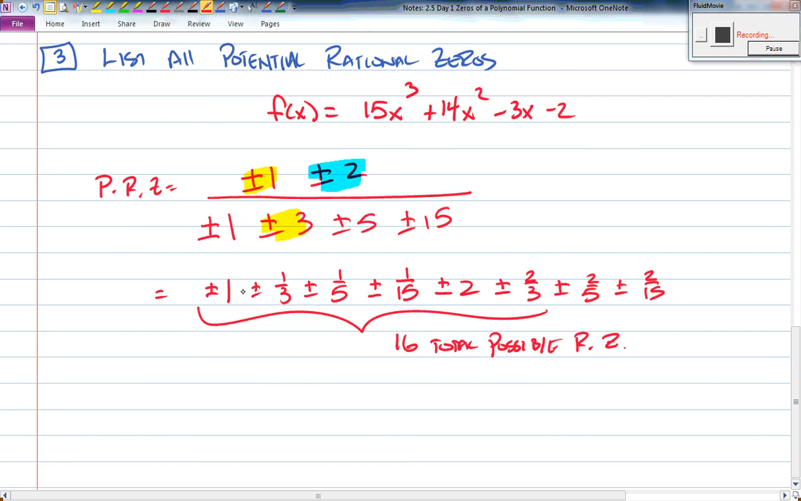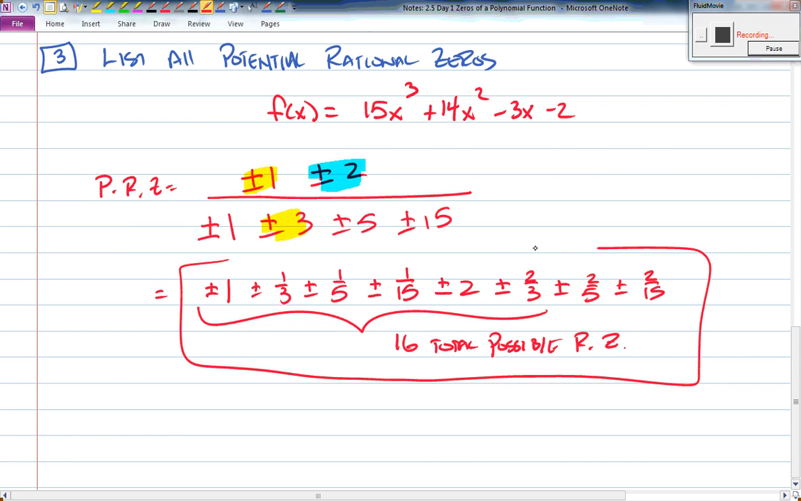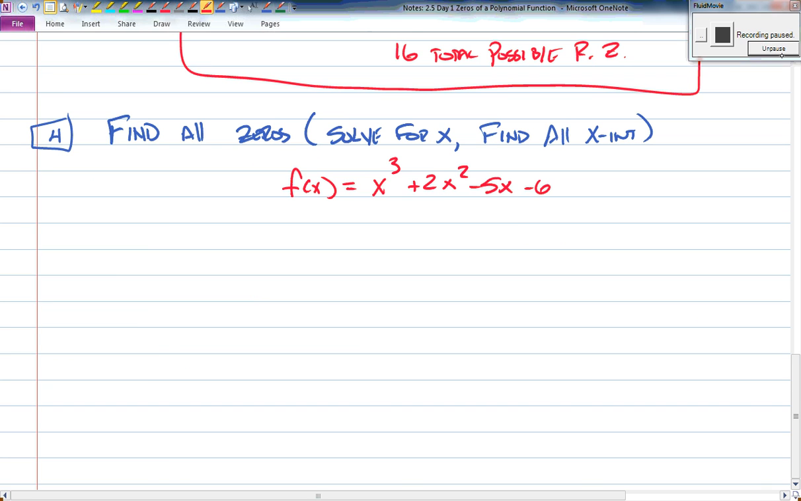I just want to make sure everybody can generate this list. And minus 5x minus 6. All right, so we're going to find all the zeros for this polynomial function. We're gonna do some work on this one, yes. But then I'm going to teach you how to use your calculator. Okay? Okay, so check it out.